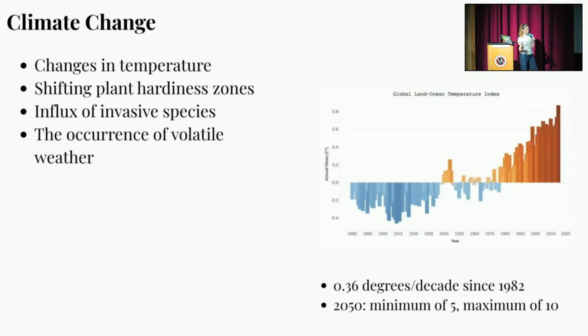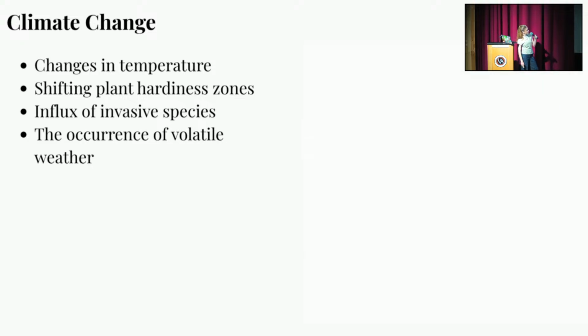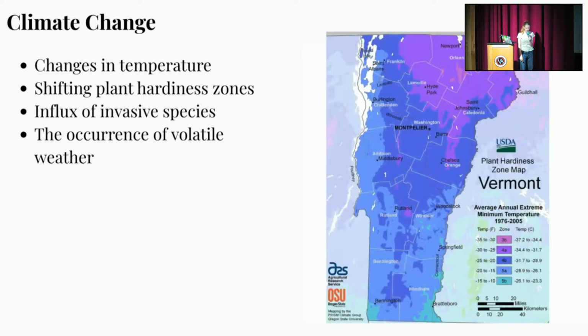Though this alone should be pretty scary. From here, there are a multitude of other effects that stem off of this. The first that I decided to talk about was shifting plant hardiness zones. So plant hardiness zones are defined by geographic locations that are differentiated by the average minimum temperature that they maintain. This is a map of them, right here, for the state of Vermont.